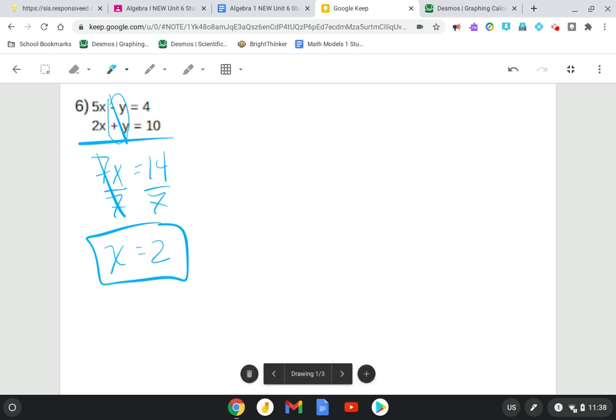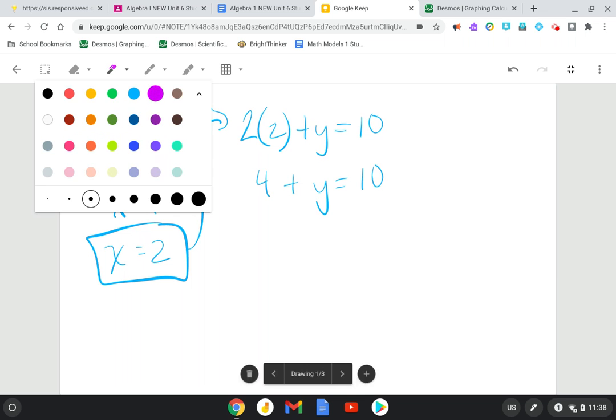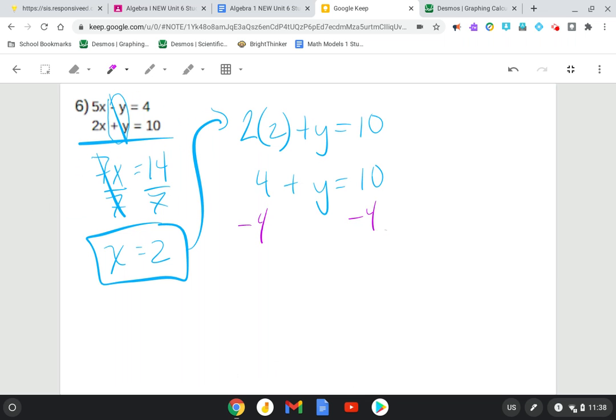Then I take that 2 and I plug it back into one of the equations. Actually, let's do the second one. That looks a little bit easier. 2 times 2 plus y equals 10. 4 plus y equals 10. Subtract 4 from both sides. Y equals 6.